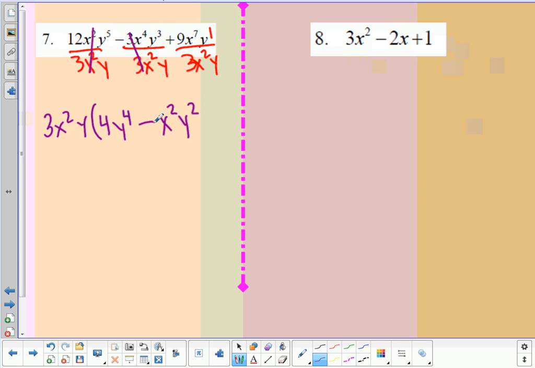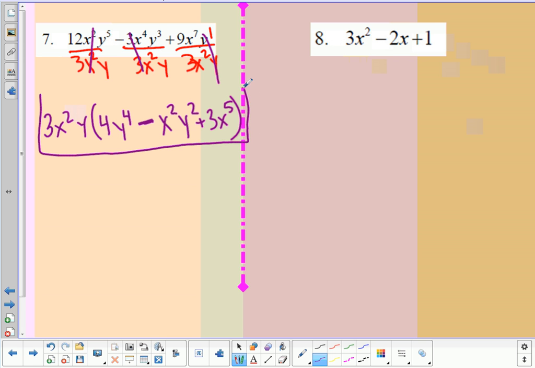Notice by the way that I've been keeping my signs the same. I haven't taken out any of the negatives yet, so my negatives still say negative. Make sure you keep track of those. Then 9 divided by 3 in this last term is 3. And then x to the 7th over x squared is x to the 5th. And the y over y cancels out. That is my factored form.